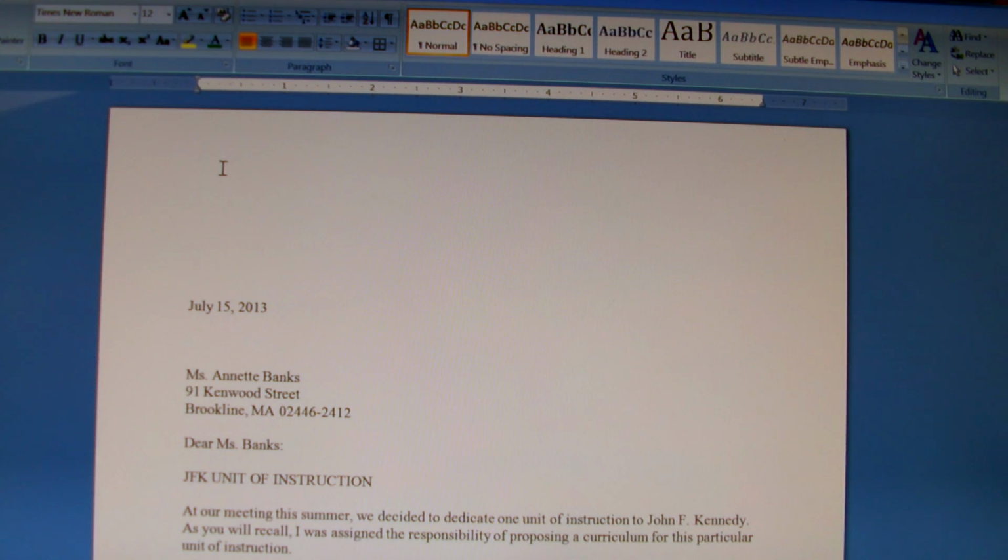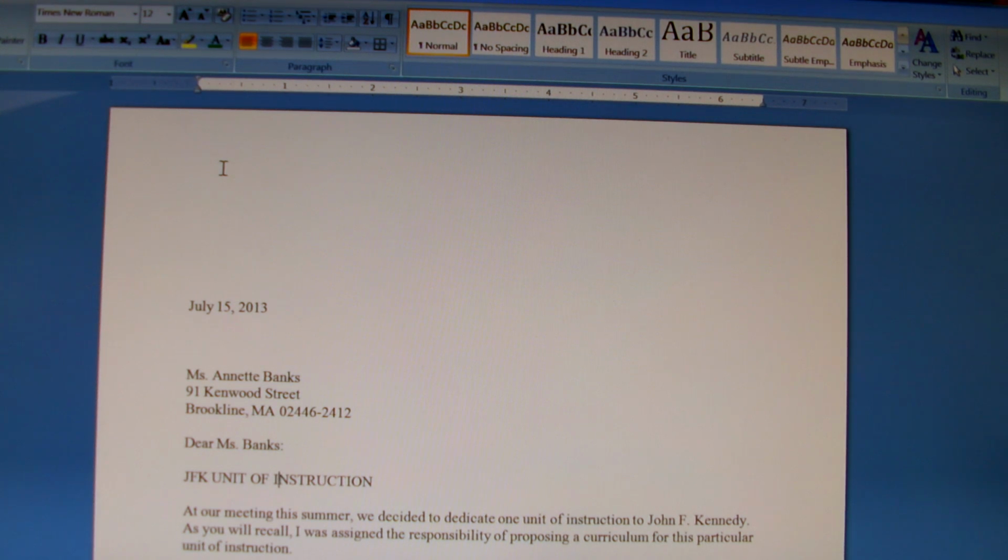Following that, you will have a double space and the salutation. The salutation is generally Dear, their courtesy title, and their last name. Following, we have mixed punctuation in this letter, which means that you'll have a colon following the Dear Miss Banks. If you have open punctuation, there will be nothing here.